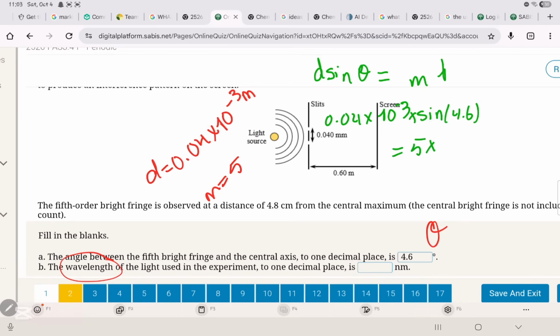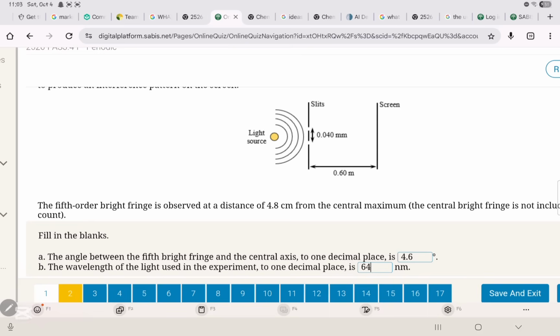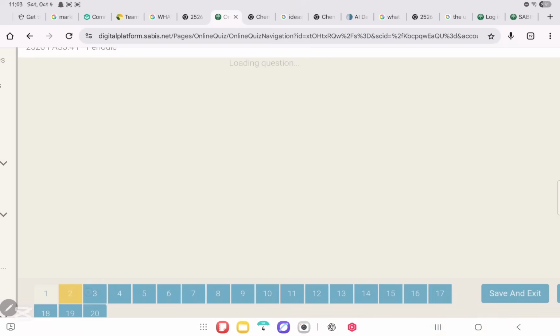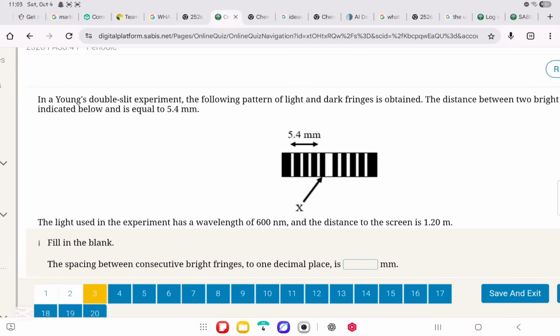What is lambda? Lambda is what we need to find. So lambda in this scenario is equal to 0.04 times 10 to the power of minus 3, times sine 4.6, over 5, and we will get the value of lambda to be approximately, rounded and changed into nanometers, 641.6 nanometers. So 641.6 nanometers.